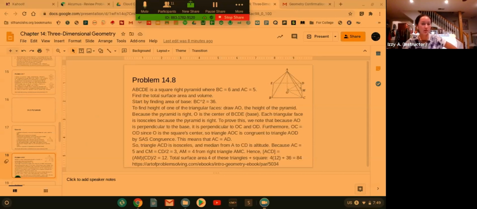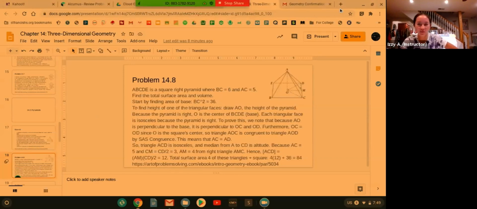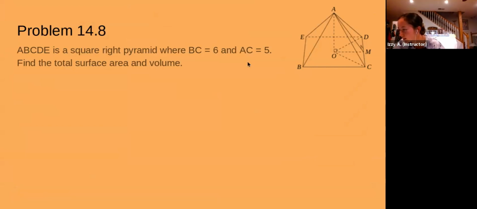Oh, was I displaying the answers? Oops. Anyways, we can go back to the problem. I accidentally displayed the answers, I guess, for the entire time. So hopefully you weren't tempted to look at them, but we can go over this problem, or you can try to attempt it first, and then we can go over this problem.